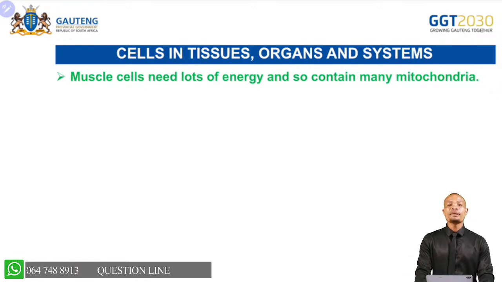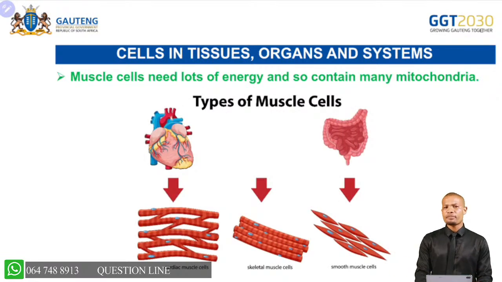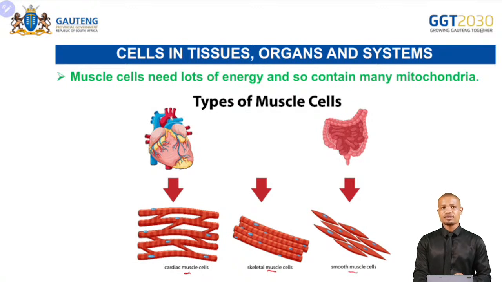So they have many mitochondria for this purpose. Remember we said the mitochondria is responsible for creating energy for the body. So it makes sense that muscle cells will have many mitochondria so that they can produce the energy required for movement. These are different types of muscle cells. We have cardiac muscles, which are muscles of your heart. We have skeletal muscles, which are muscles of your bones, and then you have smooth muscle cells, which are muscles of your stomach and intestines.